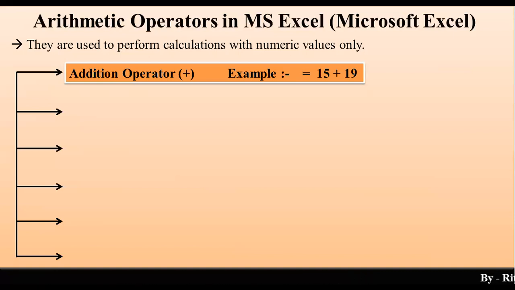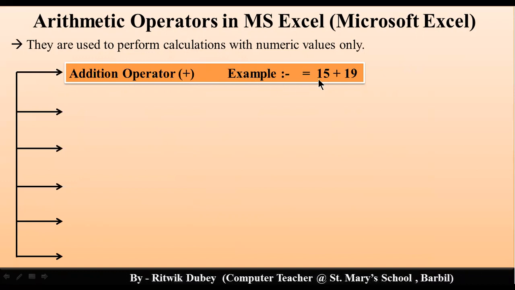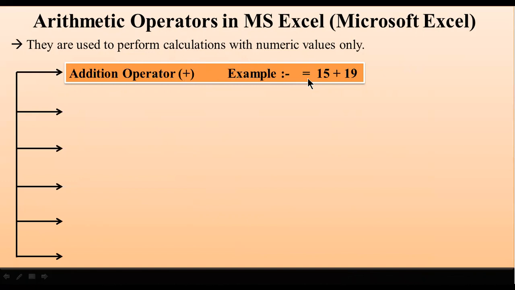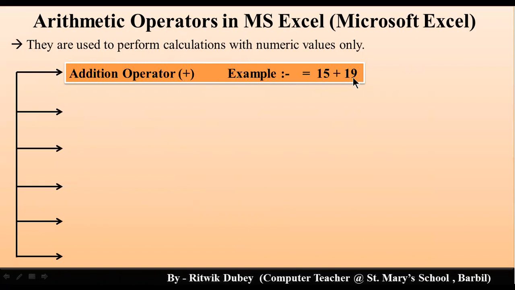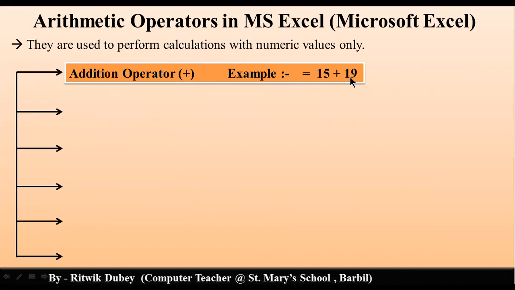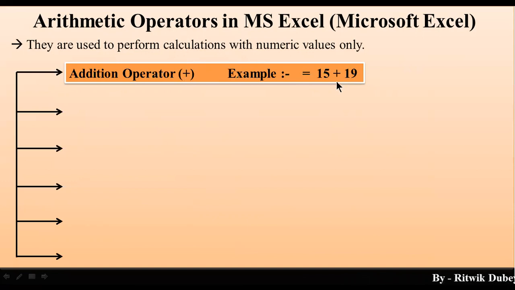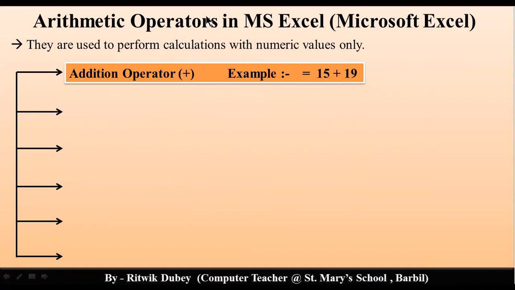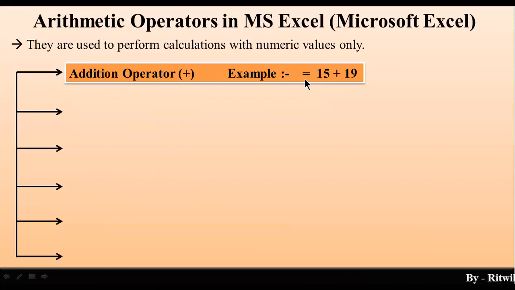The first one is the addition operator, whose symbol is the plus sign. Example, as we all know that a formula begins with an equal to sign, yes or no? So equal to 15 plus 19. So 15 and 19 are the operands, and plus is the operator. This is acting as an arithmetic addition operator, and it is operating over two numeric values.